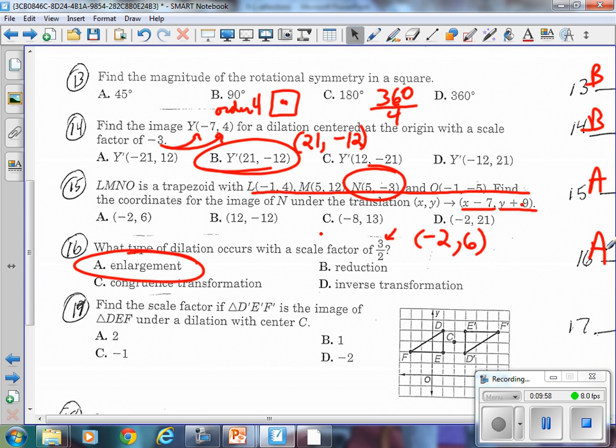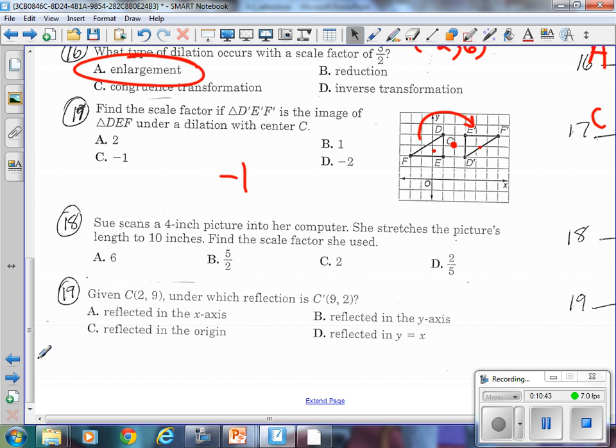Number 17, find the scale factor if triangle D'E'F' is the image of triangle DEF under dilation with center at C. Well, the two look like they're exactly the same size, so we know the scale factor is 1, but the pre-image looks like it jumps over the center point, which is right here. And if that's the case, then we know that it has to be a -1. So the answer is C. Anytime you have a negative scale factor, remember it jumps over the center point. If you have a positive scale factor, it stays on the same side.